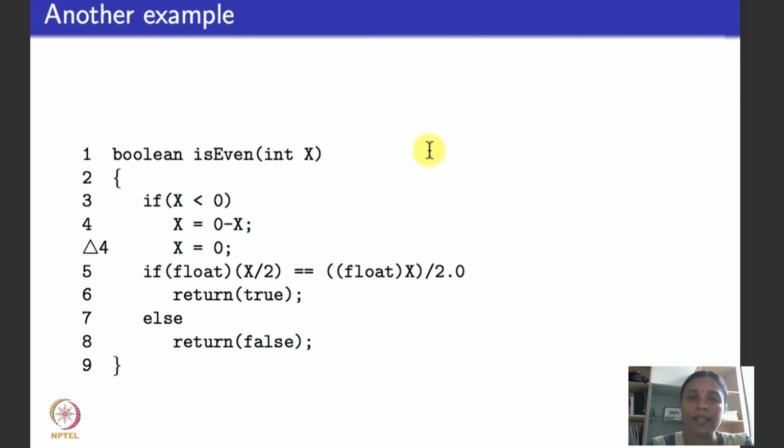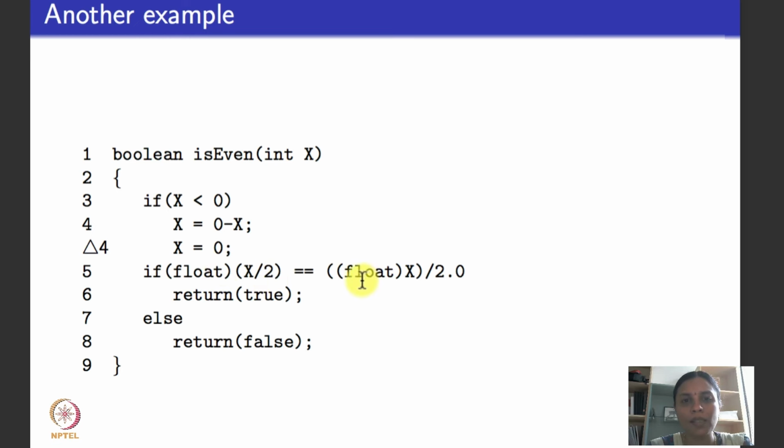So to understand reachability, infection and propagation well, we'll go through another small example. Here is an example that tests if a given number is even or not. If it is even, it returns true, otherwise it returns false. So isEven is a method that returns a Boolean value and takes an integer x as argument. It first checks if x is less than 0. If x is less than 0, it makes it a positive number. Then it assigns x to 0 and then it divides it by 2.